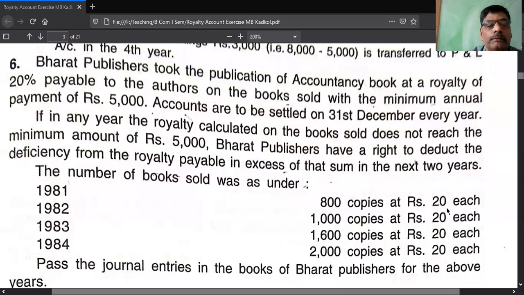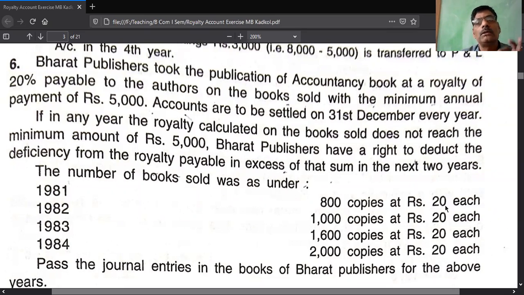You first calculate. Whatever is given in the problem, you don't go with that. As what I am telling, you follow this one. That is, 20% is the rate of royalty, payable on 20% of rupees 20. Selling price is 20. Okay. On this 20 rupees you calculate, that is 4 rupees.